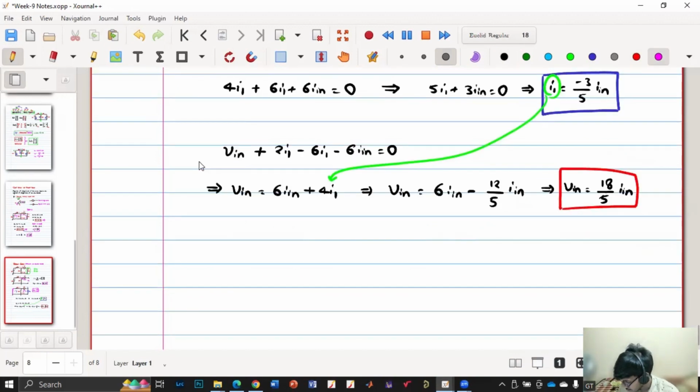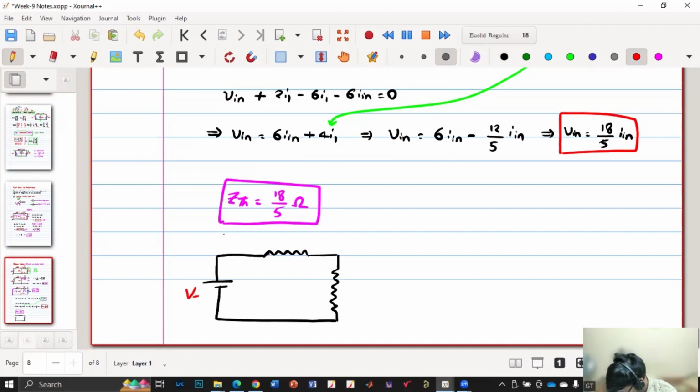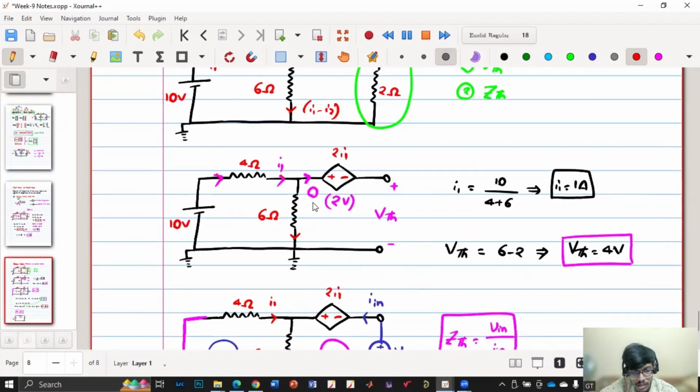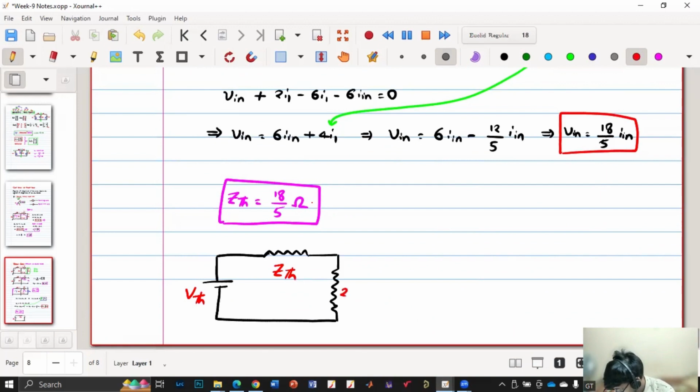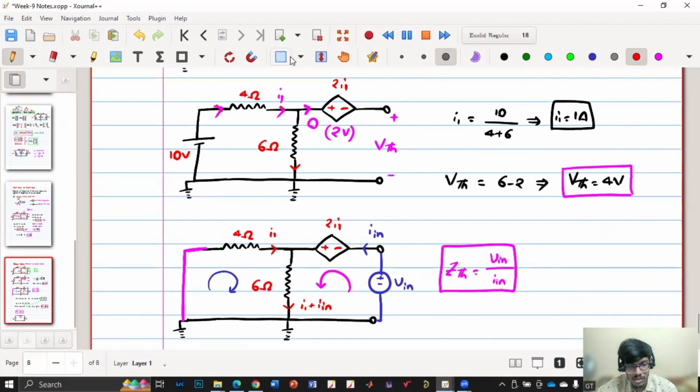So what is my Z Thevenin then? 18 by 5 ohms. So I got V Thevenin, I got I Thevenin. So now I can construct a circuit. This is my VTH, and this is my ZTH, and this is the load. The load is 2 ohms, and my ZTH is 18 by 5. This is the VTH, 4 volts.